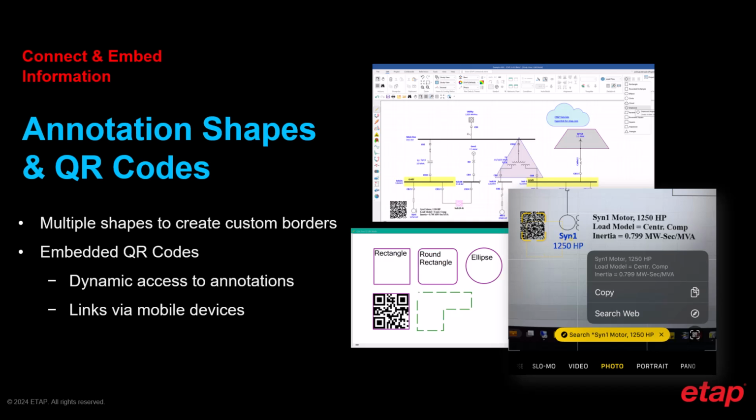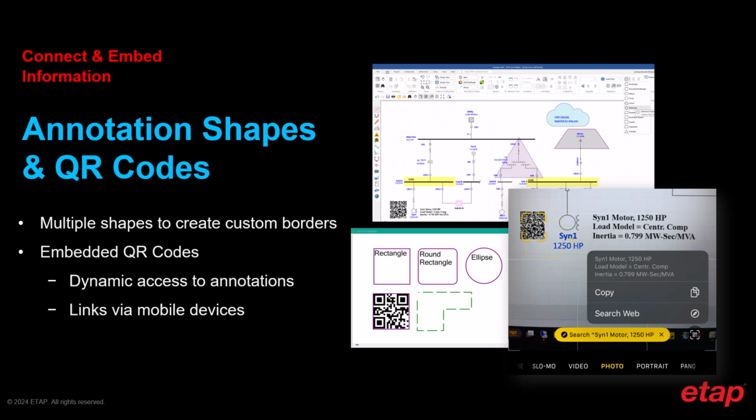ETAP text boxes have expanded to include a variety of new shapes, giving you abundant options for annotations on your one-line. Converting text boxes into QR codes allows you to now dynamically access information or links even from printed drawings. Some applications include embedding manufacturer portal links as well as analysis results. Go ahead and scan any of these QR codes you see on the screen to see the details of what was embedded inside.